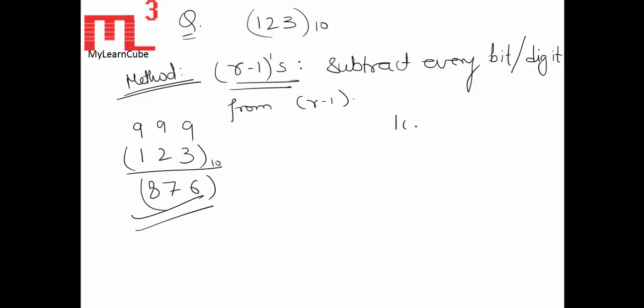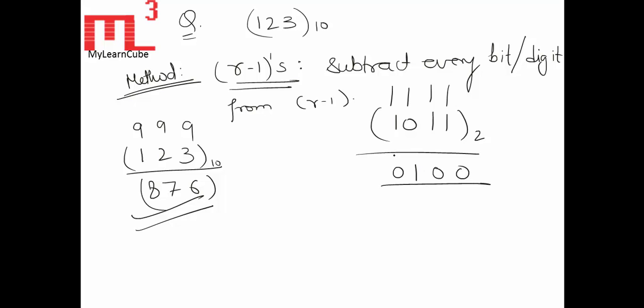In case of binary, take one example 1011 base 2. To compute its R minus 1's complement, that means 1's complement, subtract every bit from R minus 1, that means 0100. And in case of binary, I have seen many students perceive this complement this way: for R minus 1's complement, flip every bit, make 1 to 0 and 0 to 1, which is this one. And these are equal. The main thing is to subtract every bit from R minus 1, and you will get your R minus 1's complement.